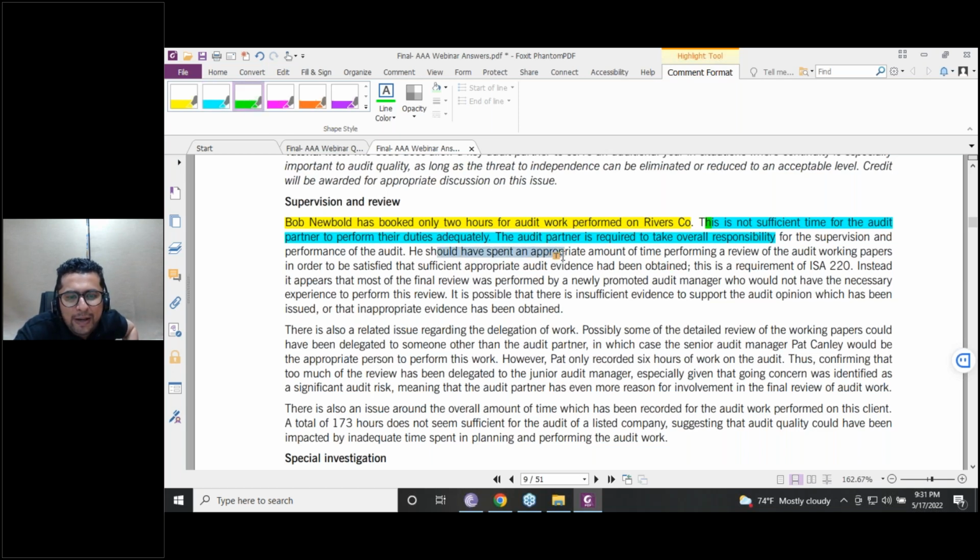He should have spent, past tense, because it's done and dusted, an appropriate amount of time performing a review of the audit working papers in order to be satisfied that sufficient appropriate audit evidence has been obtained in accordance with ISA 220. If you could skip ISA 220, no problem, you will still get the marks. So this is the action. Are you guys clear? Will you be able to extract 2 marks here? Not one, not 3, 2 marks.